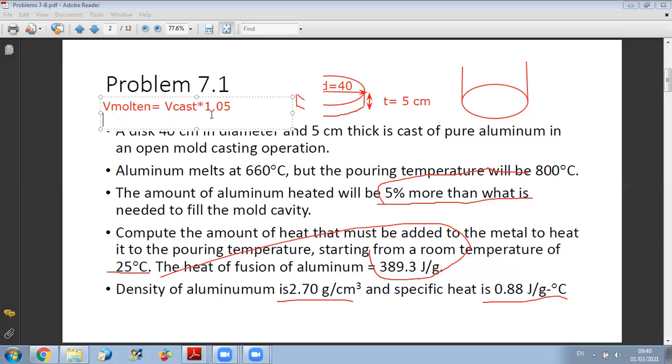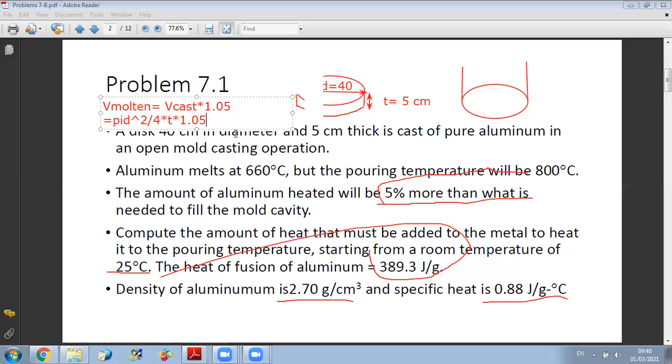So the volume of the cast, since it's a thin cylinder, we can calculate by pi d square over 4 times the thickness t. This will allow us to calculate the final volume, and since we are supplying 5% more, we should multiply by 1.05. This will give us the volume needed to fill the mold cavity.